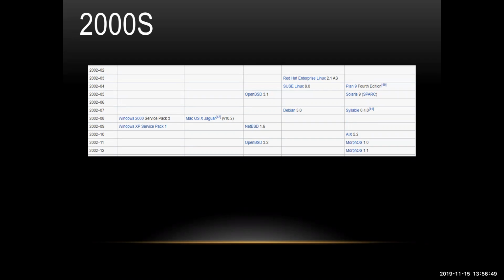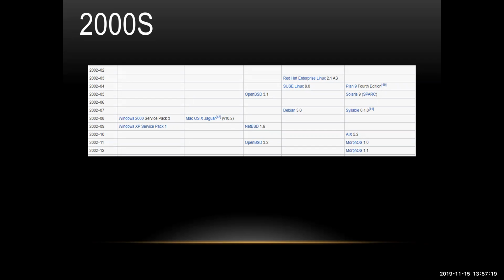And we also had Windows 2000 Service Pack 3, Mac OS X Jaguar version 10.2, and then Windows XP Service Pack 1. Then we also had NetBSD 1.6, AIX 5.2, and then OpenBSD 3.2, and then MorphOS 1.0, and lastly MorphOS 1.1 in December 2002.